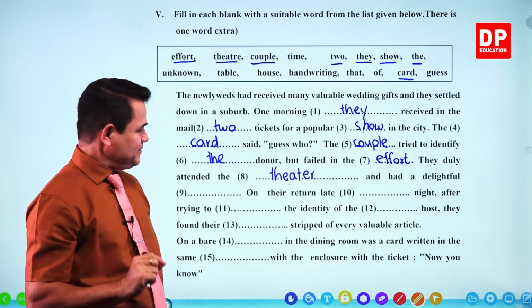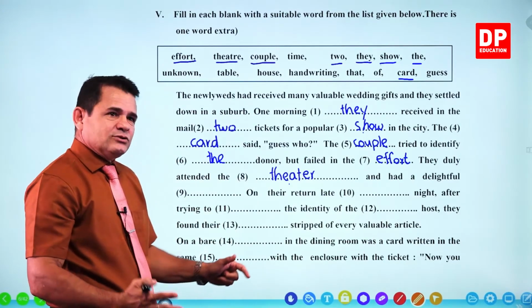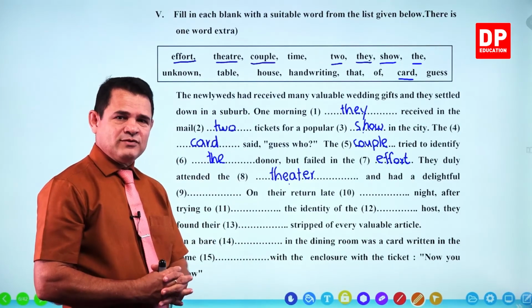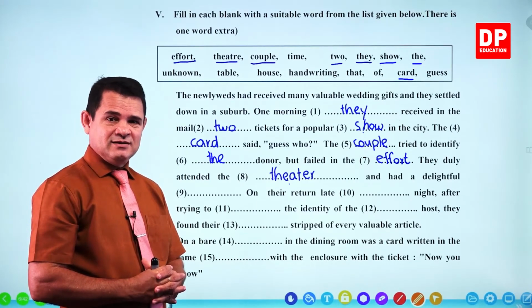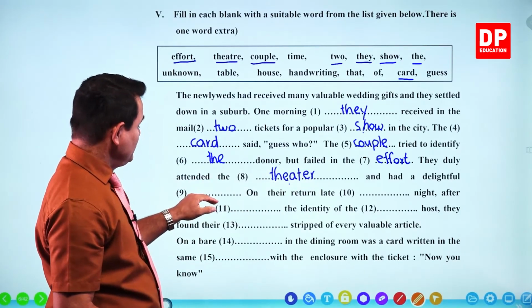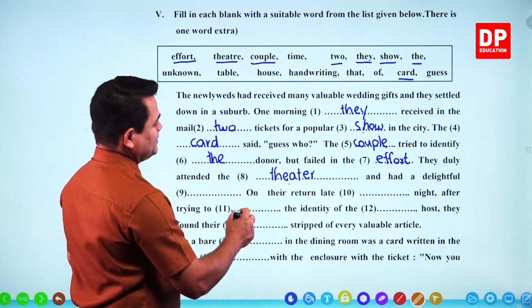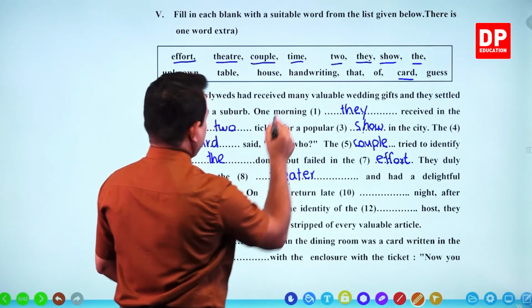The meaning doesn't change. Theater and had a delightful. So when they go for a film, the newly wedded or married couple had a nice time. Had a delightful time. Then we took the word theater, then time.